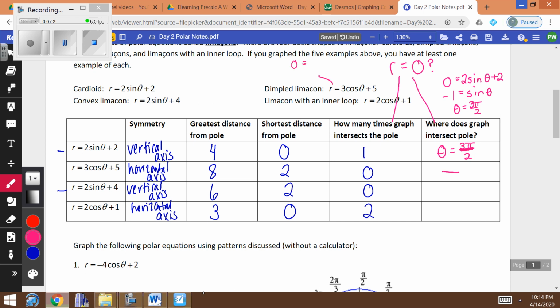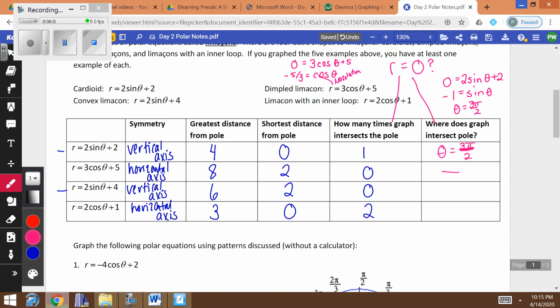If I put 0 in for r, 0 equals 3 cosine theta plus 5, if I subtracted 5 and divided by 3, we would want to solve where the cosine is equal to negative 5/3. Again, we hopefully remember from our last unit that can't happen. The range of the cosine is only from negative 1 to positive 1. Negative 5/3 is smaller, so there's no solution to this actual equation. So that tells us that there is no place where the r value is 0, so it doesn't intersect the pole at all. Okay, so that one again is called our dimpled limacon.